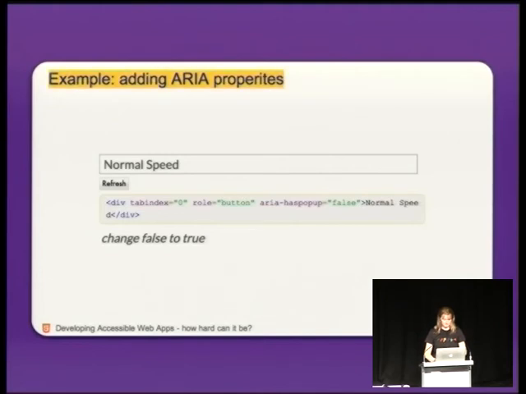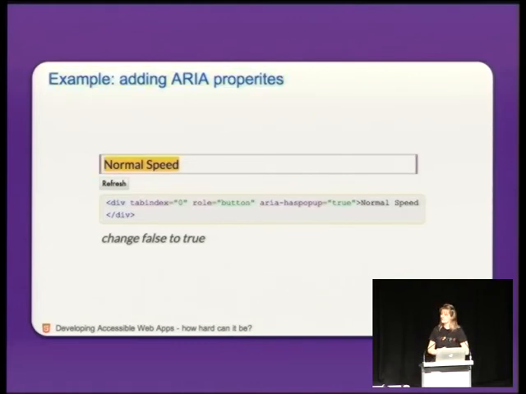Example, adding ARIA properties. Normal speed button. So this one had ARIA has pop-up false, so let's set it to true and see what happens. Refresh, normal speed button has popped up. ChromeVox has a bit of a funny reading of has pop-up. It says has pop-up.